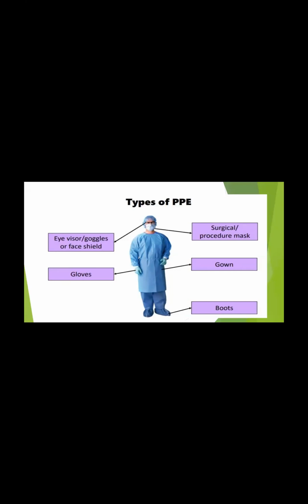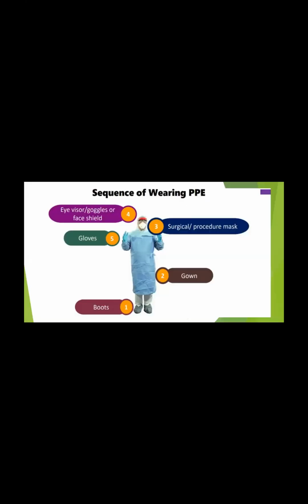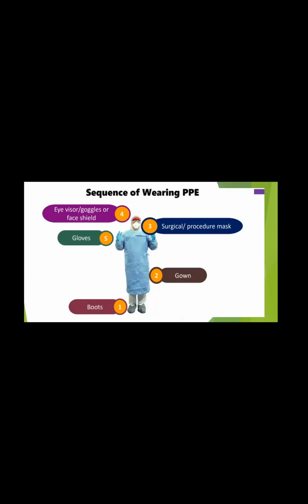Now, what is the sequence of wearing PPE? One, boots, then gown, then surgical mask, then eye protection, and last, gloves. Okay, this is wearing PPE, but changes will be there. This is in consideration with OT kind of things. Some places you don't have boot covers, so forget the boot. Then you will start with your gown. Sometimes doctors come outside only with the gown. You are roaming around the whole hospital with the gown.